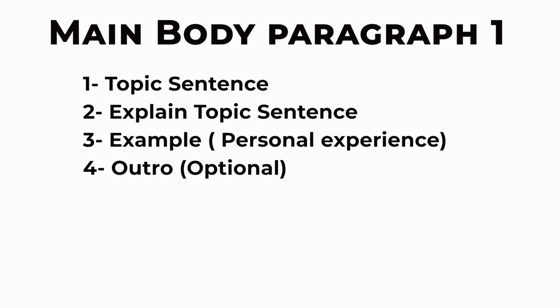And the next thing we will do is to set our body paragraph. So the body paragraph 1 and the body paragraph 2 structure is the same. The body paragraph 1 should contain a topic sentence, then you explain your topic sentence, you give an example, and you give an outro, which is optional. But even though I say it's optional, it's really very important. And I'll show you why giving an outro in your body paragraphs is important.